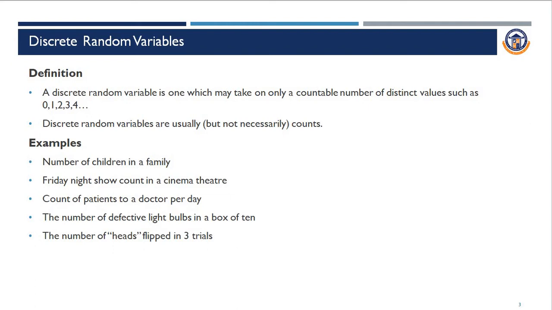In real-time examples: number of children in a family, Friday night show count in a cinema theater, count of patients to a doctor per day, the number of defective light bulbs in a box of 10, the number of heads flipped in 3 trials.